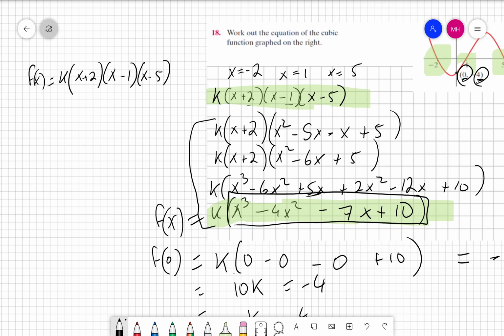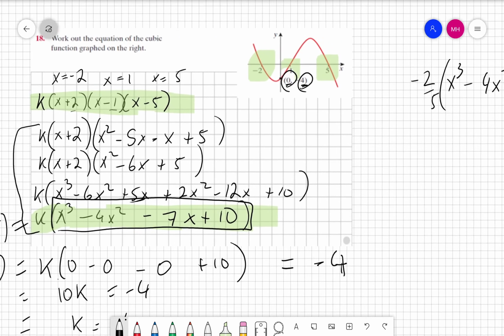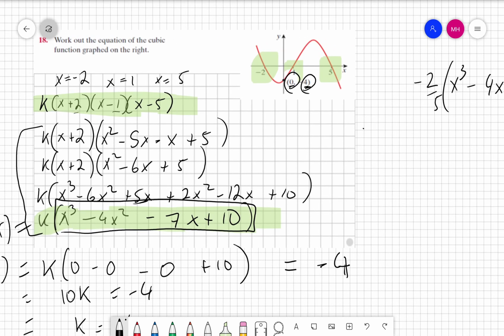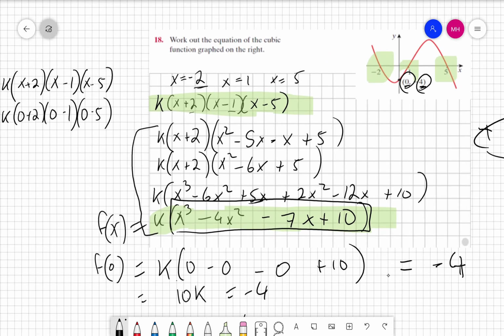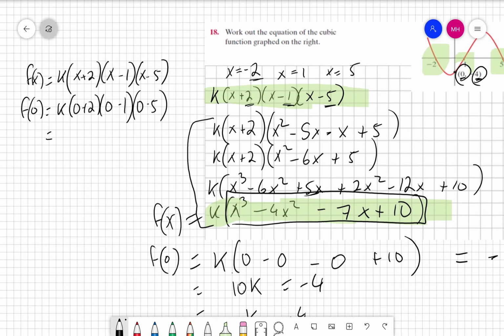Instead of multiplying all that out, you can simply go f of 0 is equal to k into 0 plus 2, 0 minus 1, and 0 minus 5, which of course was what I worked out at the start when I talked about plus 10 and minus 4 not being the same thing. All I did was multiply these numbers by each other. So f of 0 is equal to k into 2 by minus 1 is minus 2 by 5 is 10, and that of course is equal to minus 4.